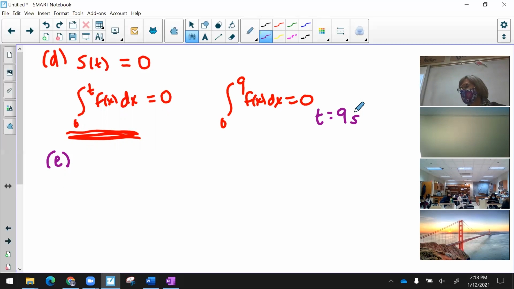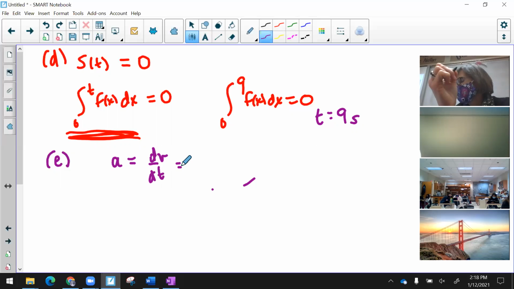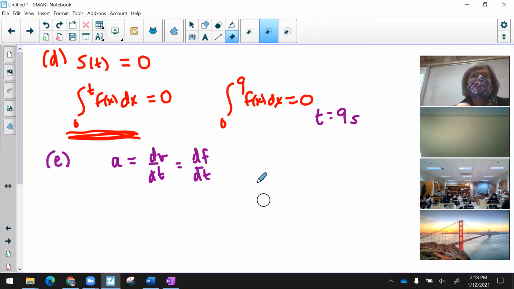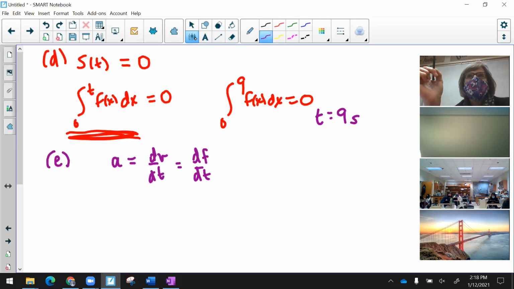All right, Kim, read us part E. Approximately when is the acceleration equal to 0? Okay, so we need the acceleration to be equal to 0. What's the acceleration equal to again? Okay, so it's dv dt, which means that it's also df dt, right? Didn't we have that on the last screen? Right? Okay, and I want that to be equal to 0.